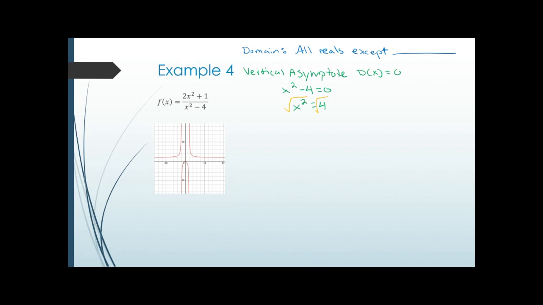And remember, when you take a square root, you get a plus or minus answer. So we get x equals plus and minus 2. What this means is that we have two vertical asymptotes. We have one at -2, which is right here, and you can see it's getting vertical there. And then we have one at +2, which again you can see it's getting vertical. So we have two vertical asymptotes, which means there's two values excluded from the domain, 2 and -2. So we have all reals except for 2 and -2.